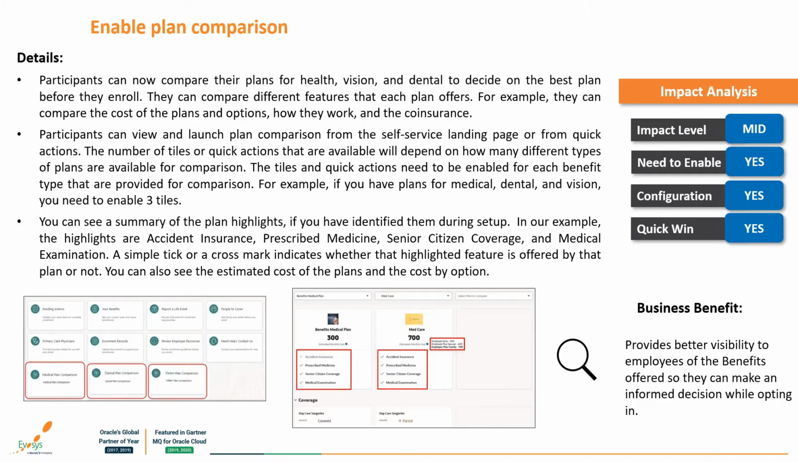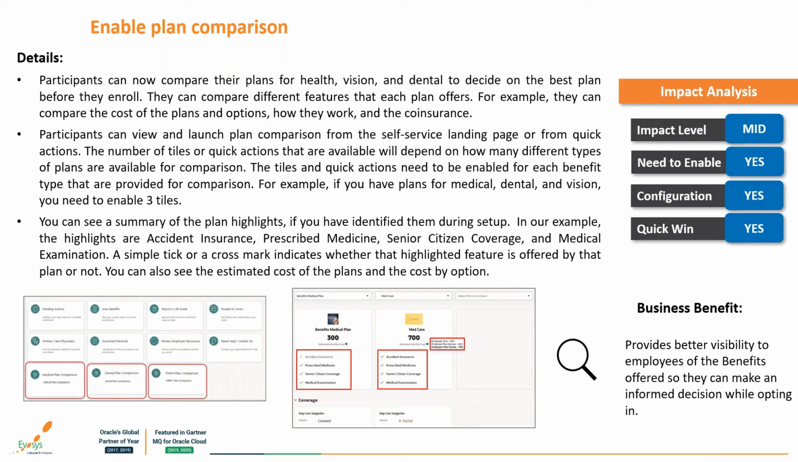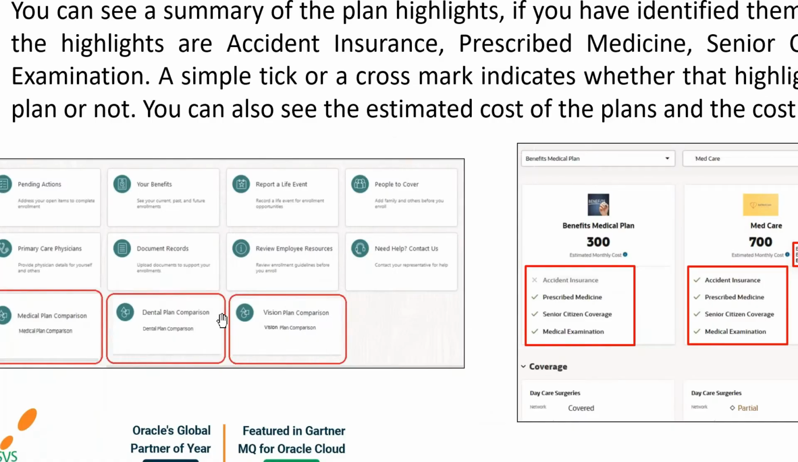Now, enable plan comparison. This is a wonderful feature that we have provided in 21B. It allows the employees in your organization to compare the benefit plans that they have and to decide on the best plan before they enroll in any of the plans. The participants or employees can launch the plan comparison through benefit self-service, which is already available to them, or through quick actions. Let me just give you an example.